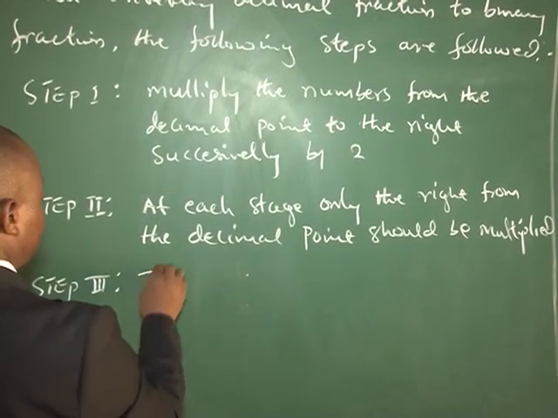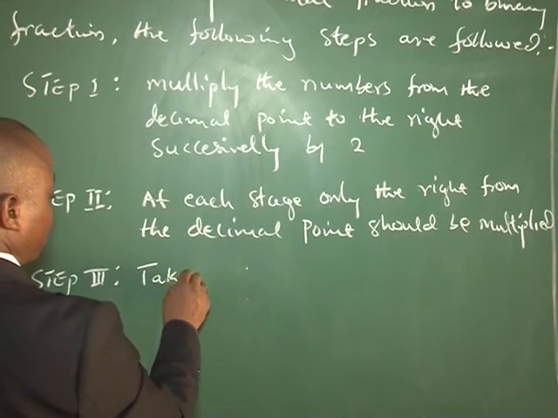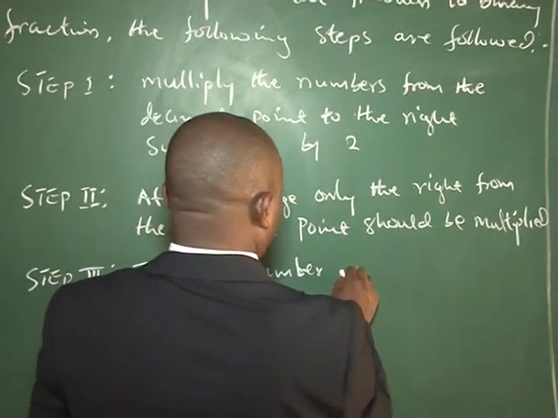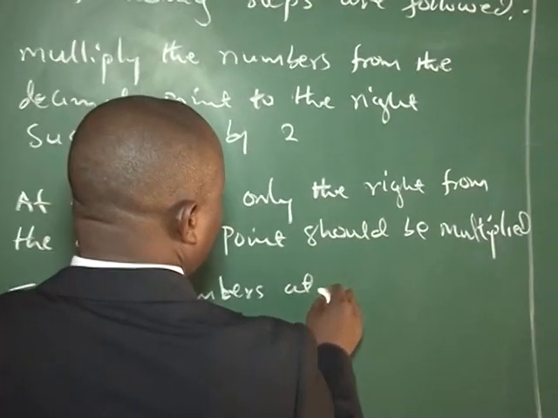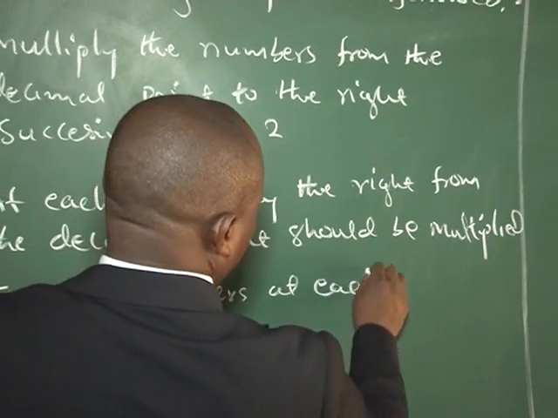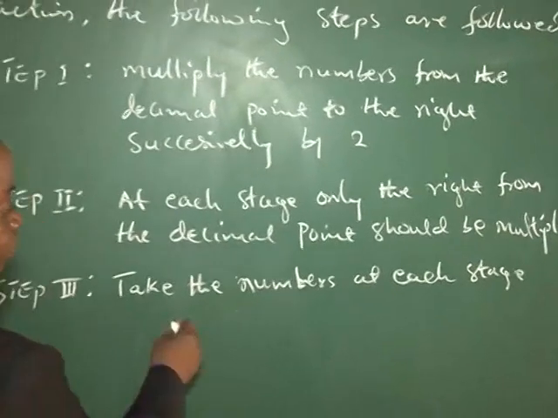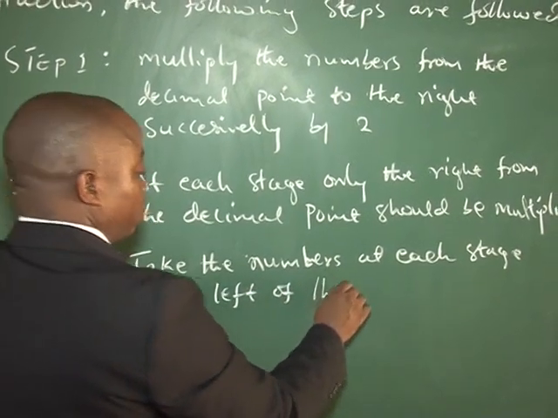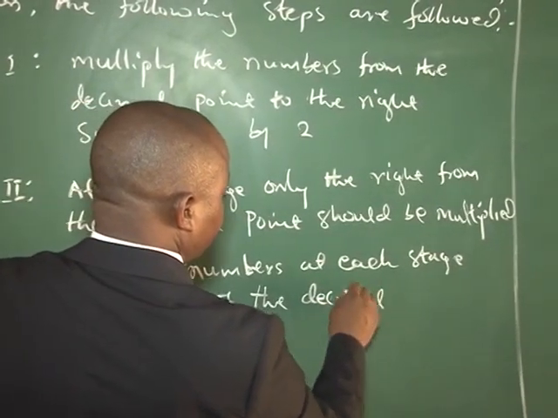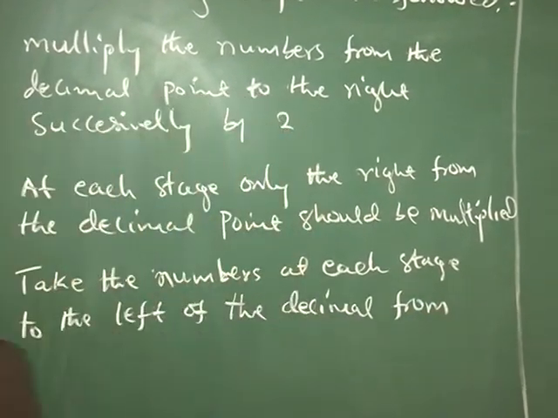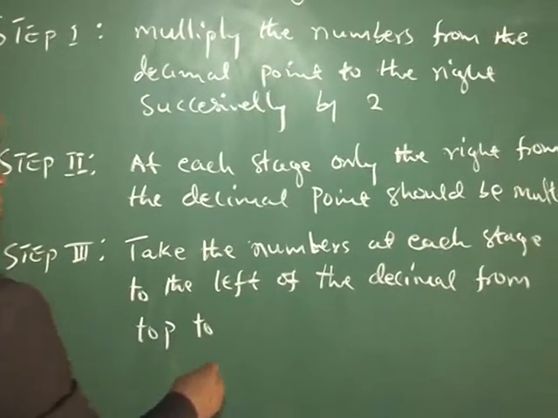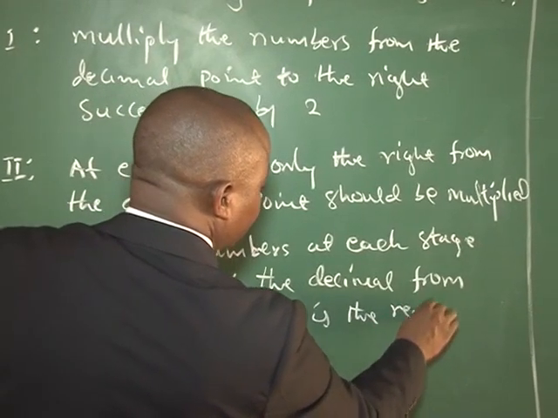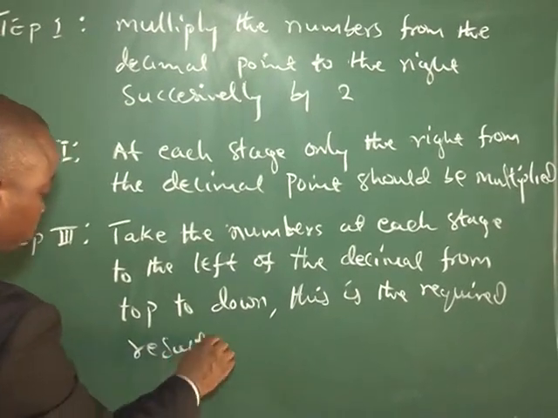Now step 3: Take the numbers at each stage to the left of the decimal points, from top to down. This is the required result.